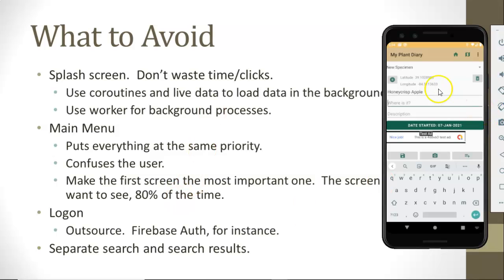I mentioned this plant entry right here, and I mentioned that it came from a JSON data source. What happens is when you log into this application, it checks on a local database called a room database to see if the plant definitions exist. And if they do, it populates that autocomplete from those plant definitions.